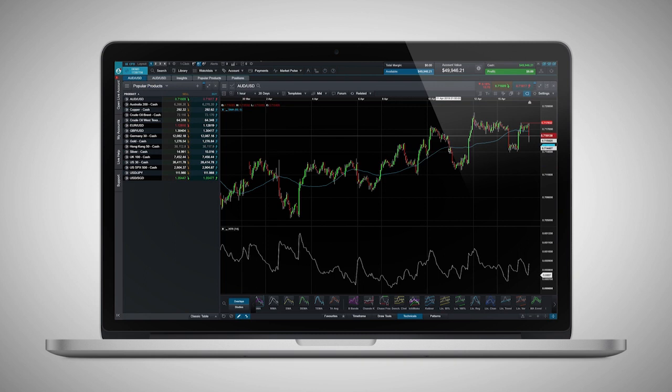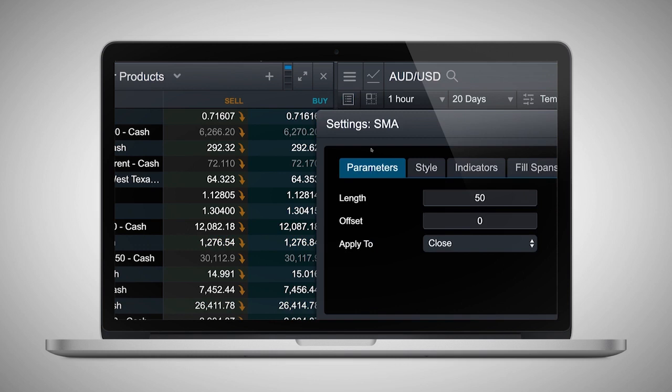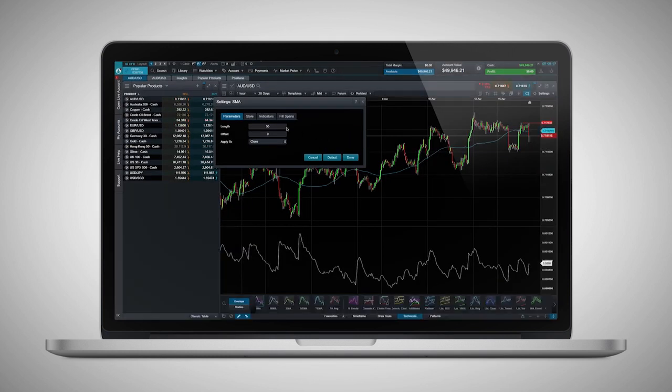In order to change the default parameters of your technical indicator, simply click on the indicator label found at the top left of the same chart. In this specific instance, I'm changing the default 50 period moving average to a 200 period moving average.